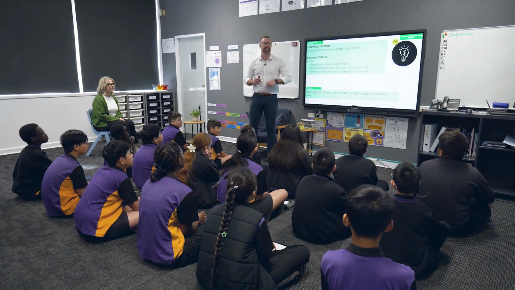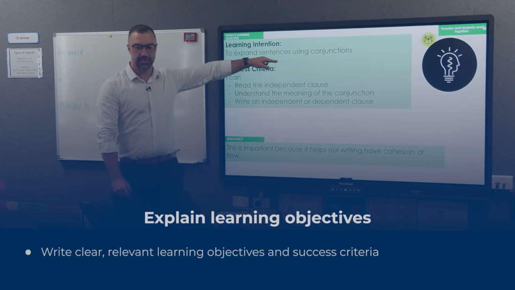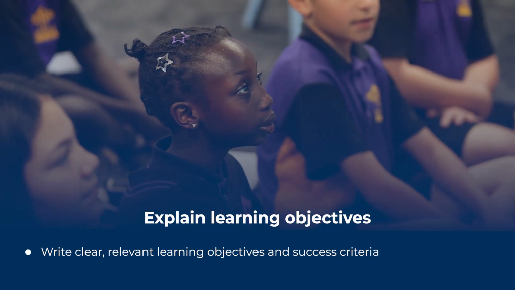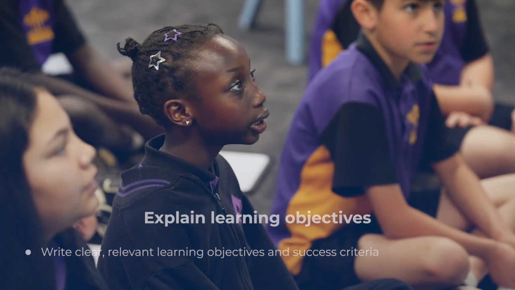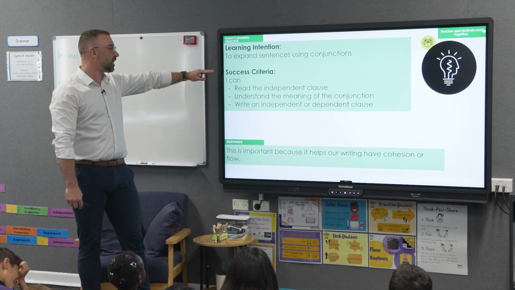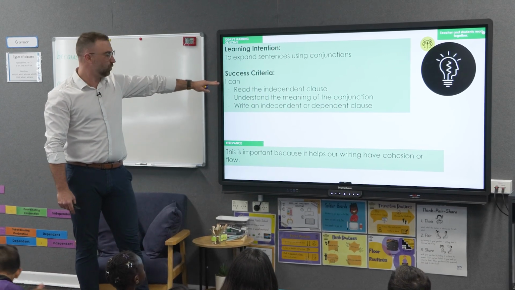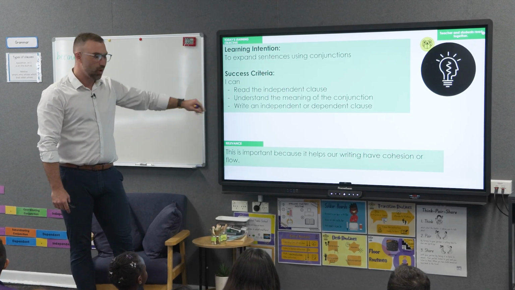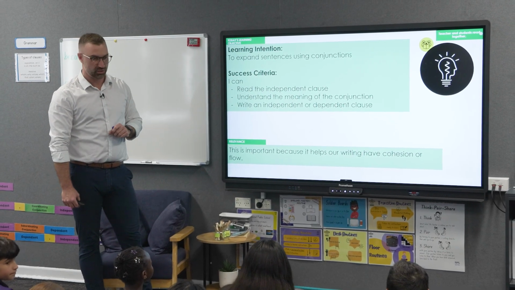Fantastic. Our learning intention today is to expand sentences using conjunctions. What's our learning intention? To expand sentences using conjunctions. All right, our success criteria for today is I can read the independent clause, I can understand the meaning of a conjunction, and write an independent or dependent clause.